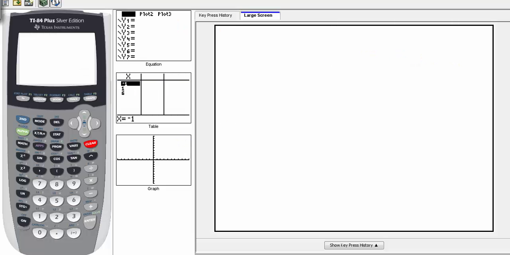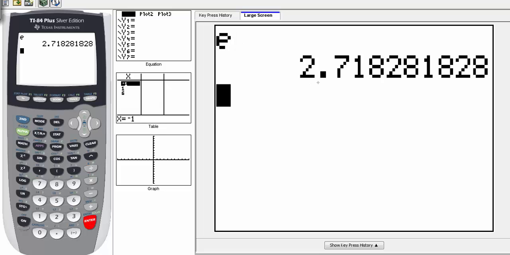So for example, if we go to the calculator, on your calculator, you'll notice that over here where you have your division key, right above it you see the letter e. So if I hit second function and e, and if I was to hit enter, we're going to get the approximation for e, 2.718281828. And again, this continues on forever.